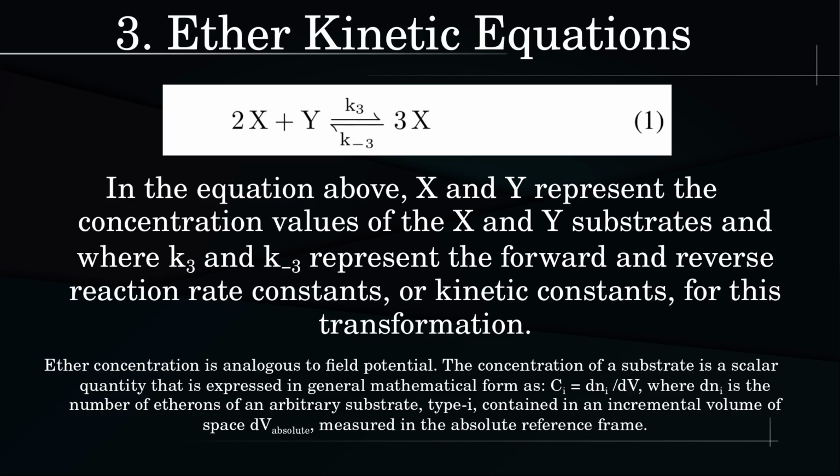Ether concentration is analogous to field potential. The concentration of a substrate is a scalar quantity that is expressed in general mathematical form as Ci equals dNi over dV, where dNi is the number of etherons of an arbitrary substrate, type i, contained in an incremental volume of space dV absolute, measured in the absolute reference frame.